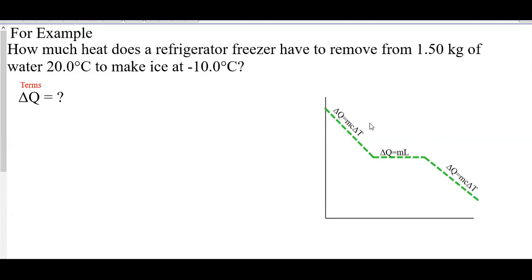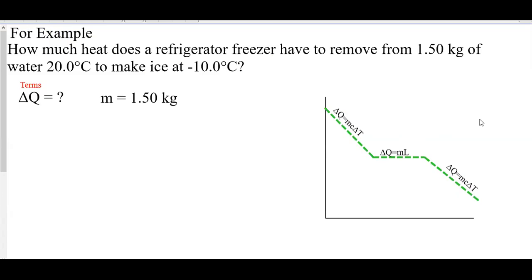So you can see there are 3 equations to use. It's going to look ugly before it looks pretty. First off, we need to figure out the terms. There's a lot of terms to recognize. In order to find how much heat energy needs to be removed, you have to identify every single term involved.